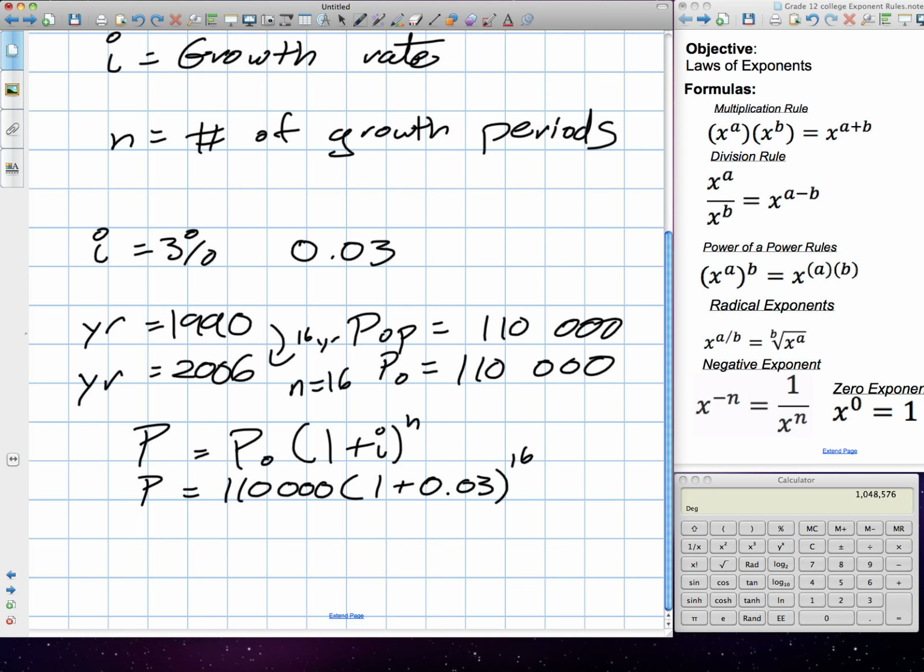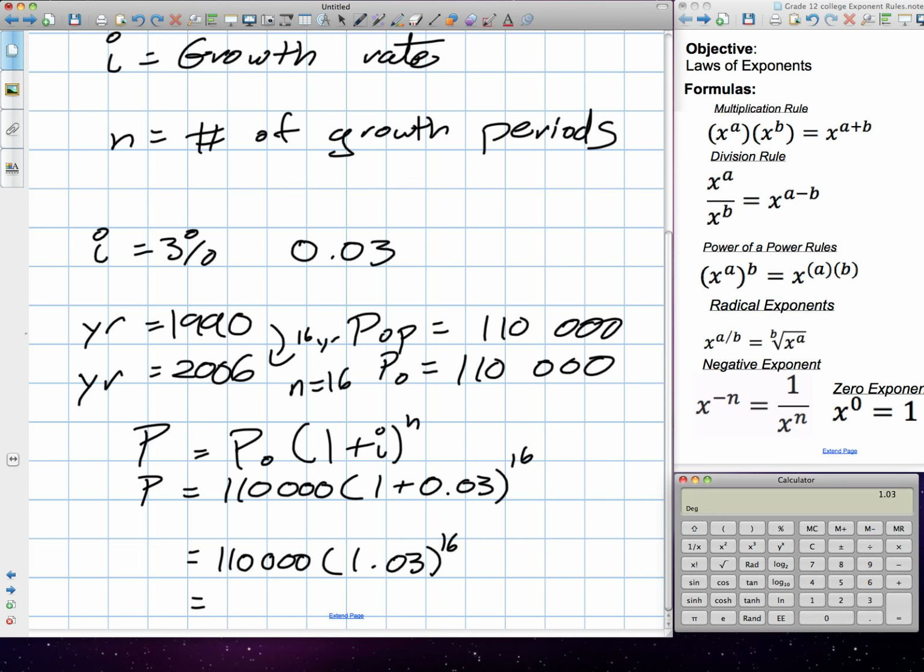So 110,000. The question says 2007. All right, well, we're going to go with 2006. Ours will be a little different. So 1.03 to the power of 16. Okay? Do not round that number. You need to multiply that number by our starting population. Multiply by 110,000.